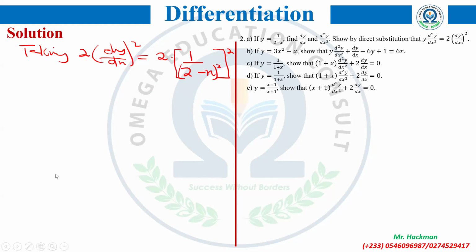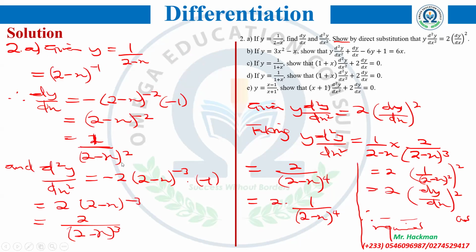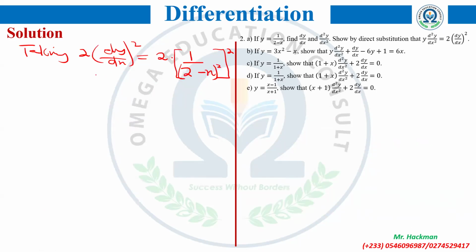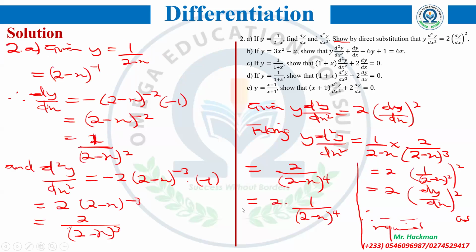So dy dx, I substituted, and this is what we had: 1 over 2 minus x all squared. So now if I continue, I'm going to keep my 2, which will be 1 squared, which is 1, over 2 minus x squared squared, and that will give me 2 minus x all to the power 4. So in effect, I'm going to get 2 over 2 minus x all to the power 4. And obviously, you can see that the two results are the same. So I can draw my conclusion as such. You get it?